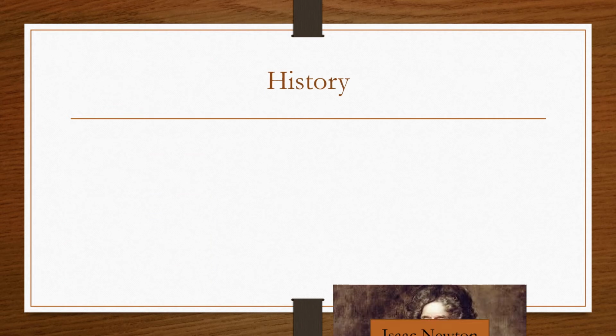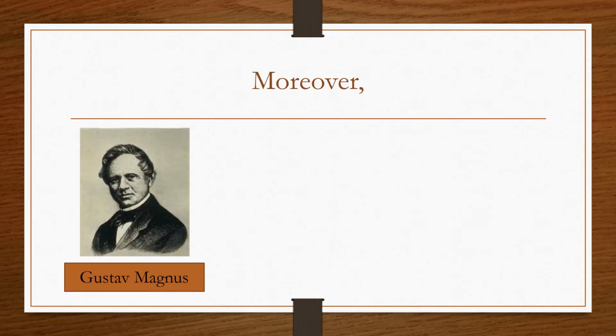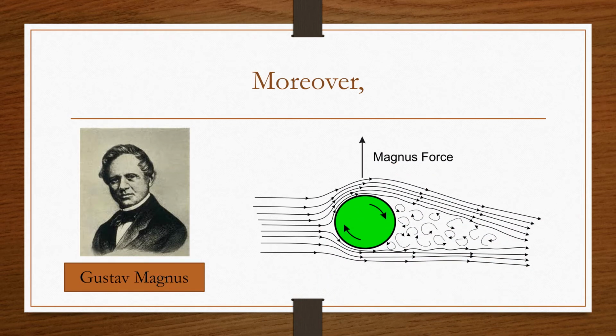Sir Isaac Newton's three laws of motion greatly increased our understanding of projectile motion and the main forces affecting the object. Moreover, Gustav Magnus discovered what was later named after him, the Magnus effect, which explained how a projectile can change its course mid-flight without any external interactions.